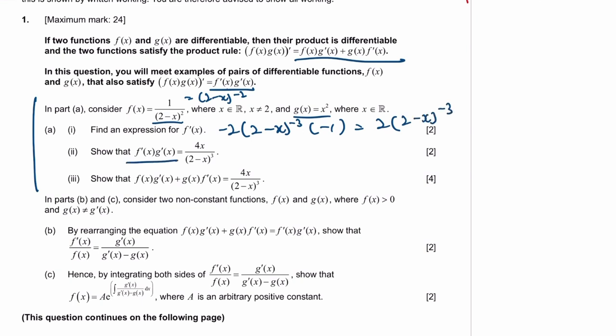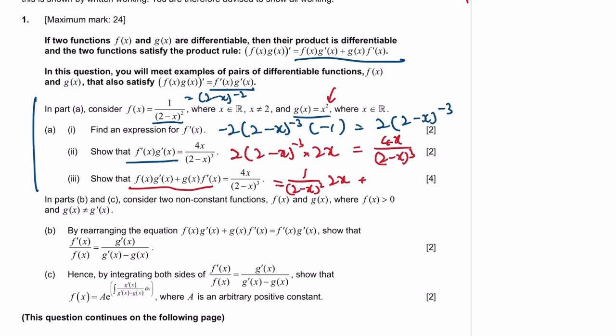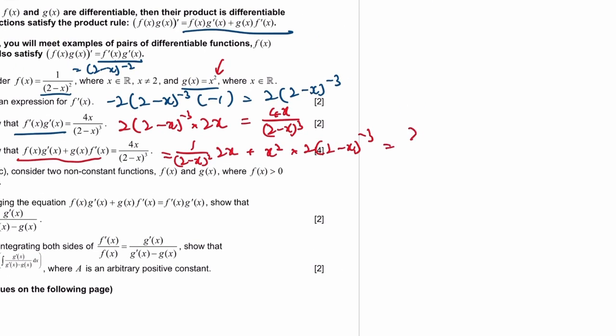Hence, f prime times g prime would simply be f prime, which we just found, times g prime, which is 2x. If you differentiate g, it's 2x, which happens to be this. On the other hand, if you do product rule properly, then it's f times g prime plus g times f prime. Somehow you'll get the same thing.